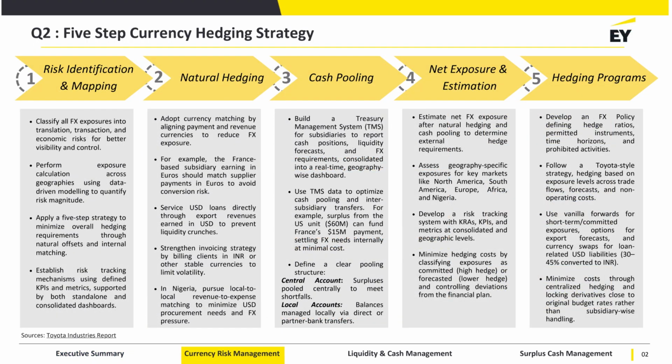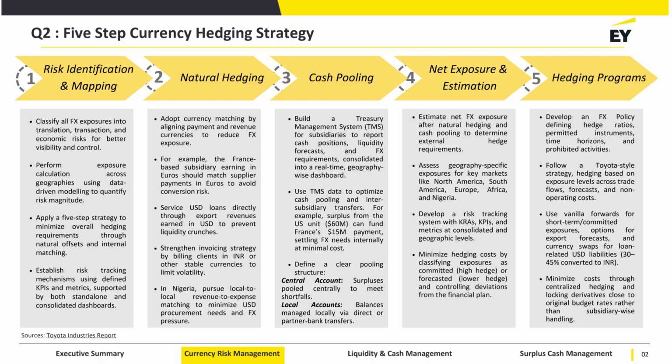In our second slide, we deep dive into the solutions relating to question 2, the overall hedging strategy required for ABC Company to implement. We suggest the implementation of a 5-step currency hedging strategy, which has the following steps. Firstly, risk identification and mapping. Secondly, natural hedging. Thirdly, cash pooling. Fourthly, net exposure and estimation.